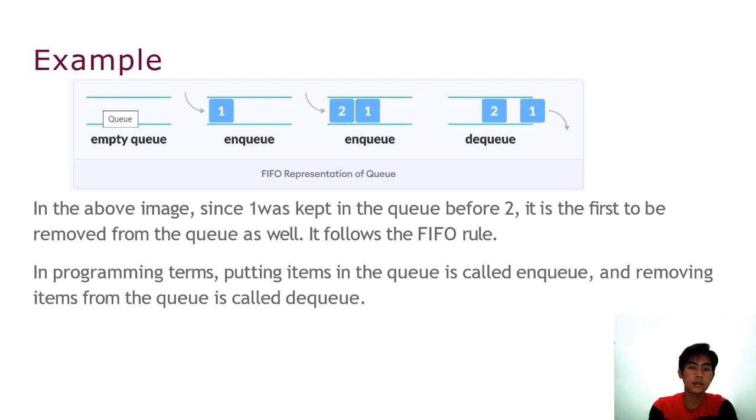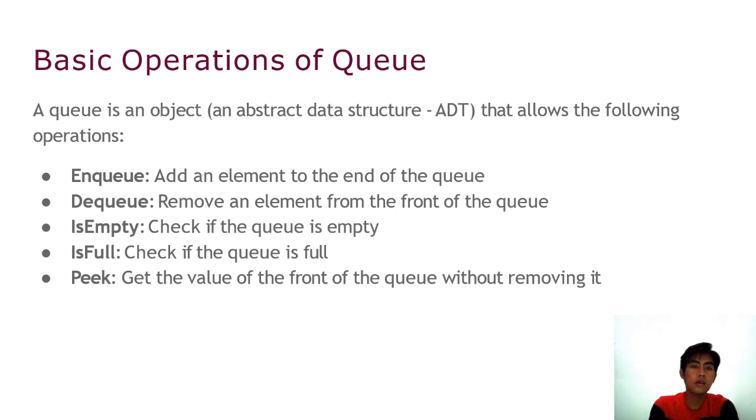In programming terms, putting items in the queue is called enqueue, and removing items from the queue is called dequeue. And basic operations of queue. A queue is an object, an abstract data structure entity that allows the following operations. Enqueue adds an element to the end of the queue. Dequeue removes an element from the front of the queue.